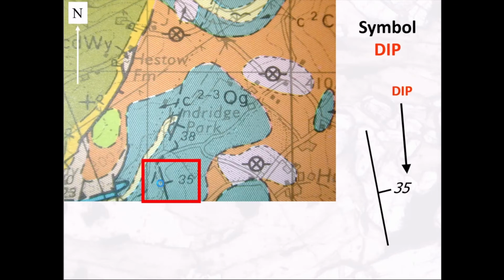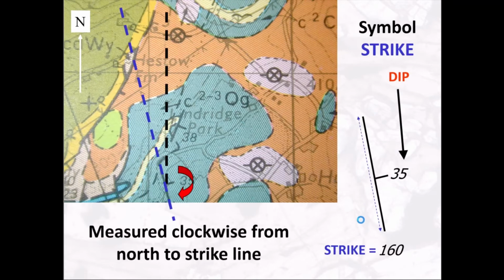Okay, so if we zoom in on that symbol, the number that you can see refers to the dip. So that's the angle from the horizontal down to that inclined plane, the dip angle of the plane. The long part of this line is oriented parallel to strike.